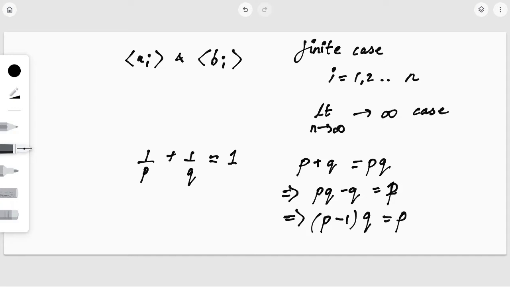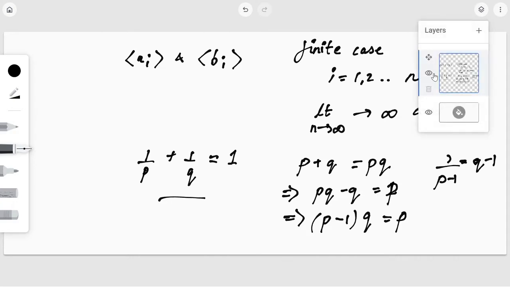Similarly, we can also get another equation, that is 1 by (p minus 1) will be equal to q minus 1. So using 1 by p plus 1 by q equal to 1, we get (p minus 1) into q equal to p, and 1 by (p minus 1) equal to q minus 1. Now let's move on to the proof.